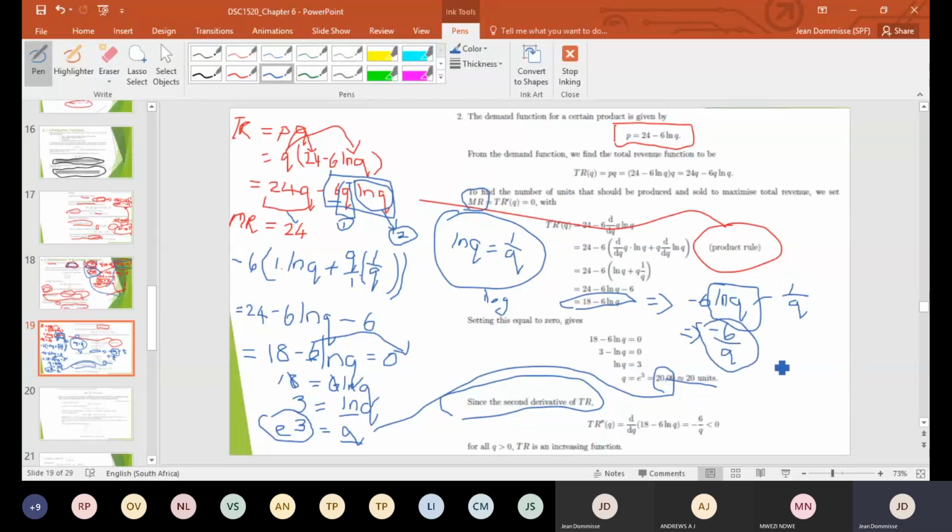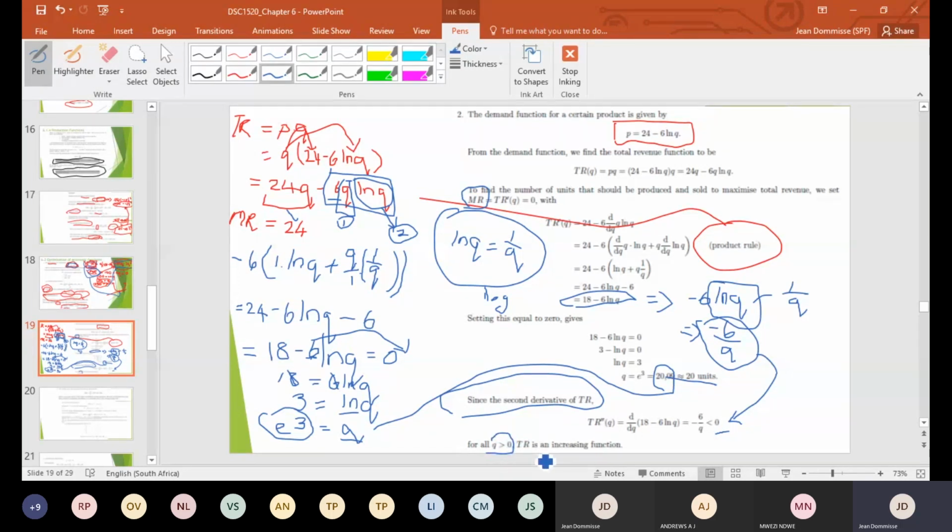Okay. So as you can see here, minus 6 over q. q is always positive because you can't produce a negative number of units. So because there's a negative in front of the 6, that will always be negative. So that will always be smaller than 0. So if that is smaller than 0, what do we have? If q is bigger than 0, TR is an increasing function.